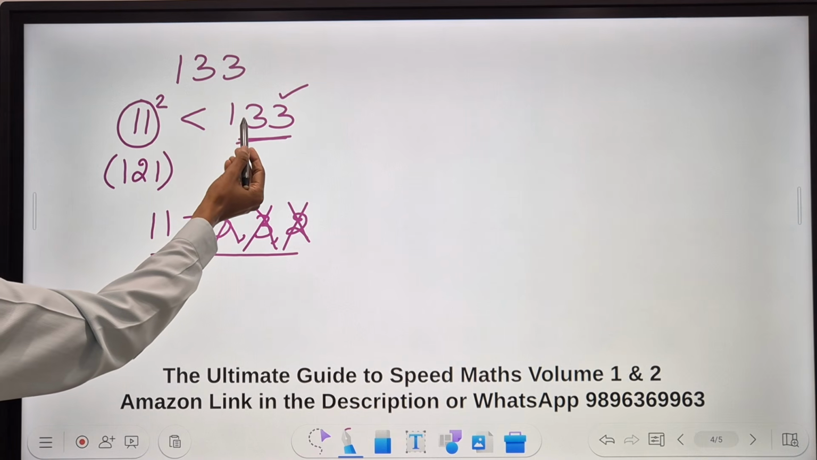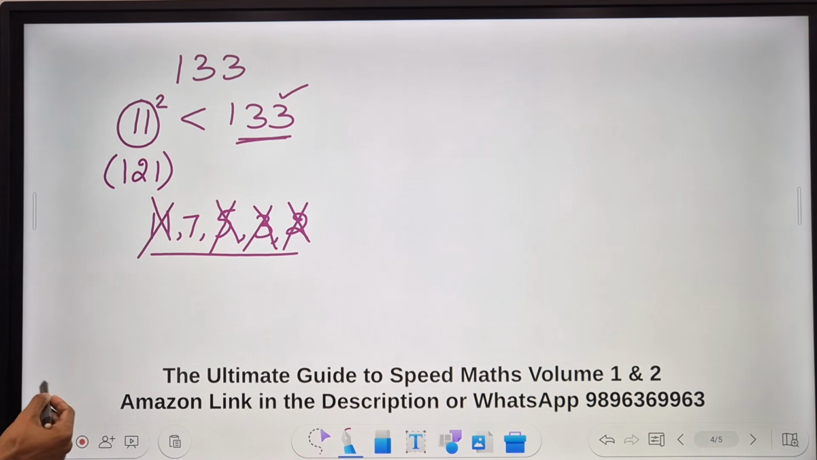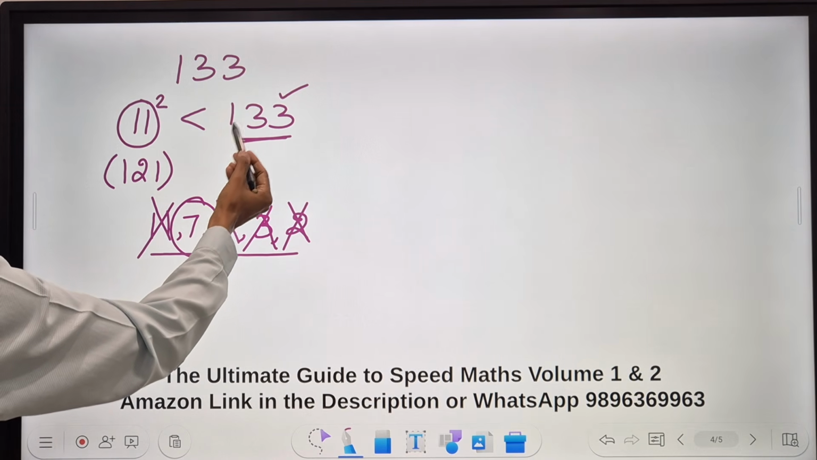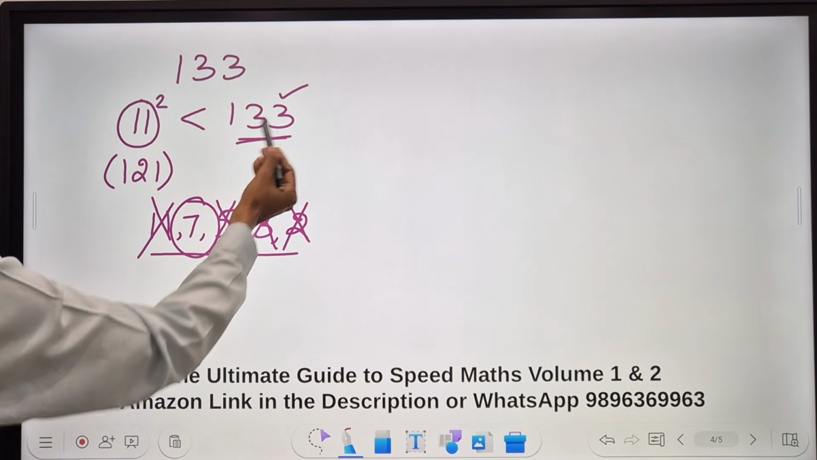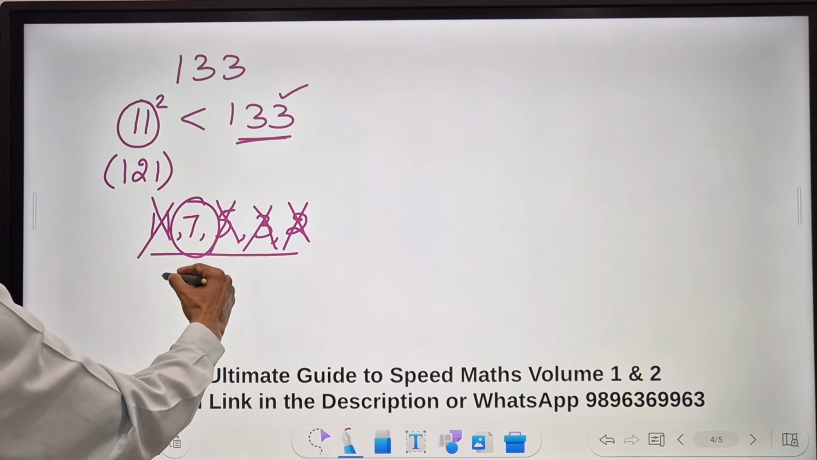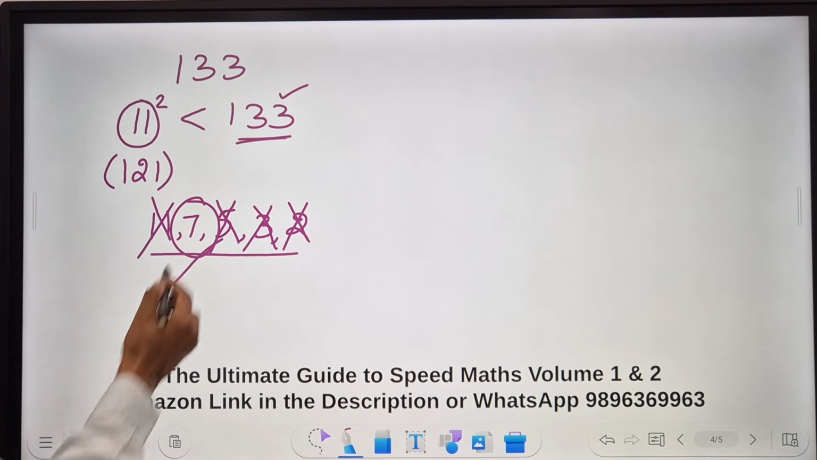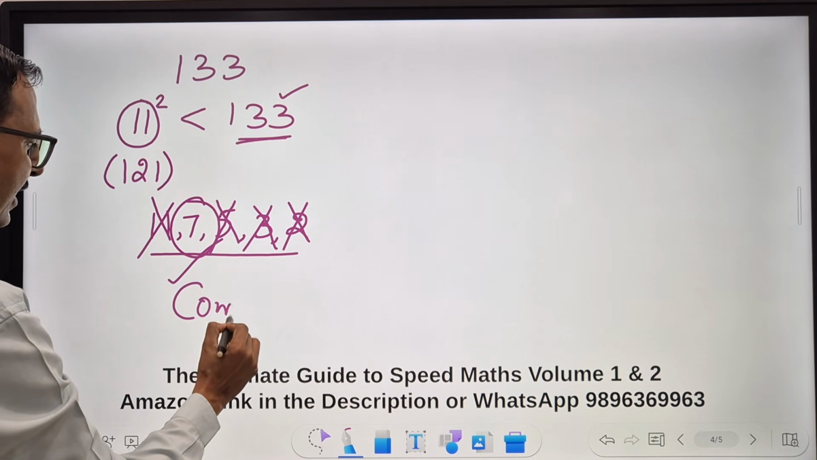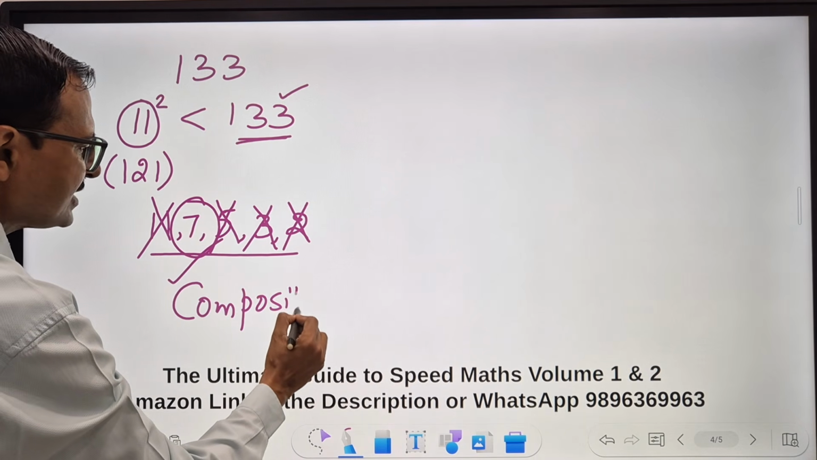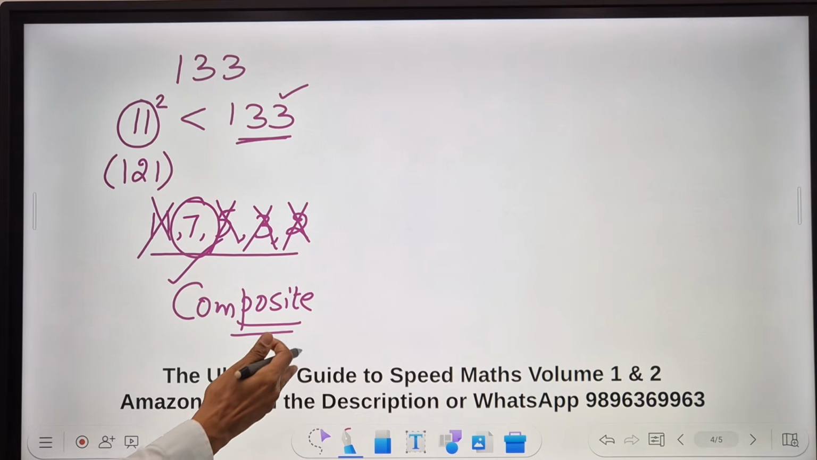11 ones are 11, so 23 is not divisible by 11. How about 7? Let's check this. 7 ones are 7, 13 minus 7 is 6, 63, 7 nines are 63, and yes, 7 is a divisor of 133, and therefore 133 is a composite number. That means it is not a prime number.